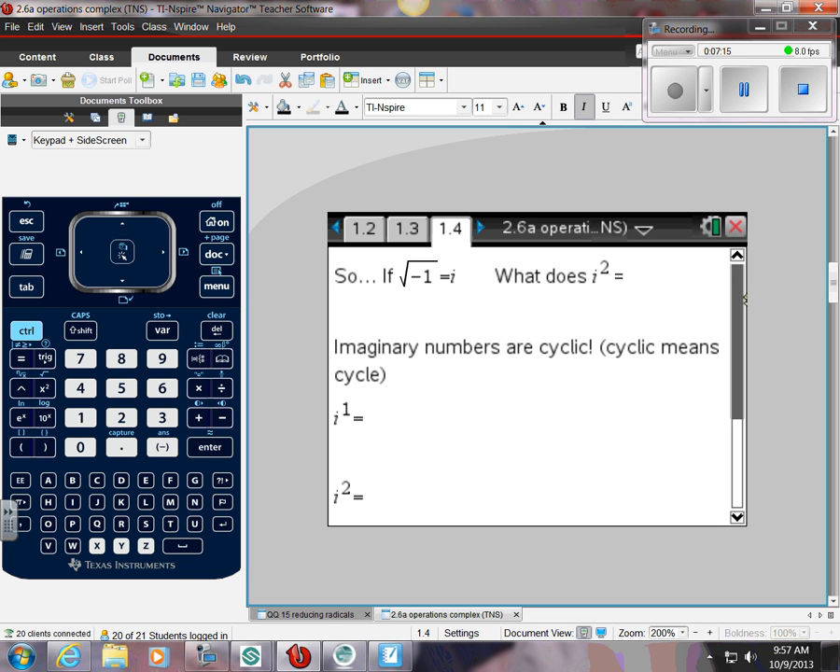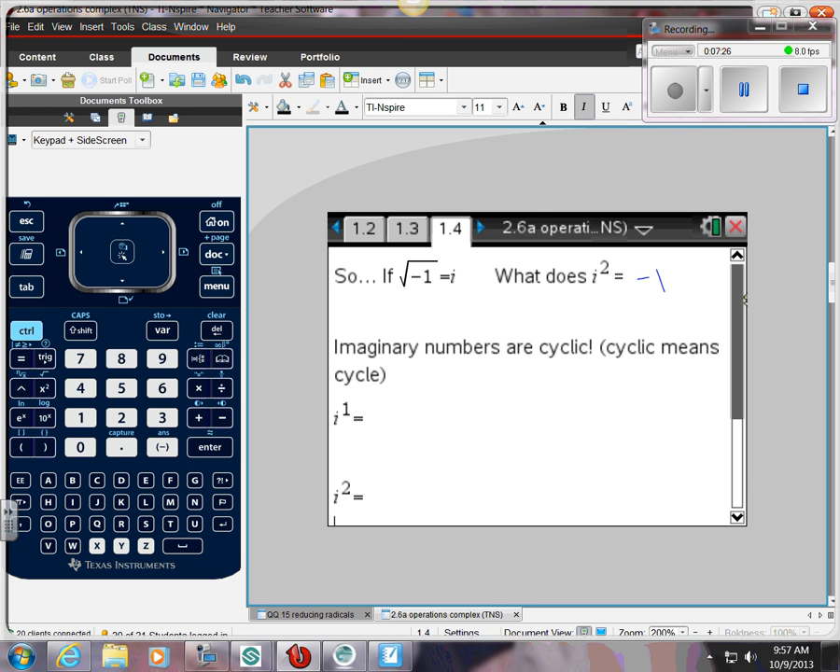If square root of negative 1 equals i, what's i squared equal? Negative 1. Why? If I square this, I also have to square this. What's the square root of negative 1 squared? Negative 1. So what's i squared equal to? Do you have to have that memorized? Yeah, absolutely. Pound that into your brains, please. i squared is equal to negative 1.